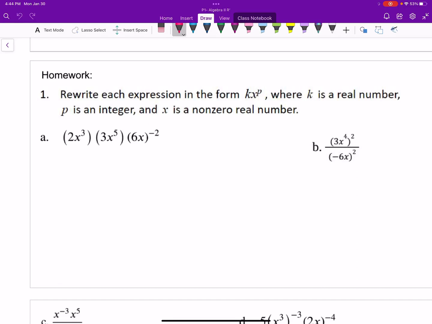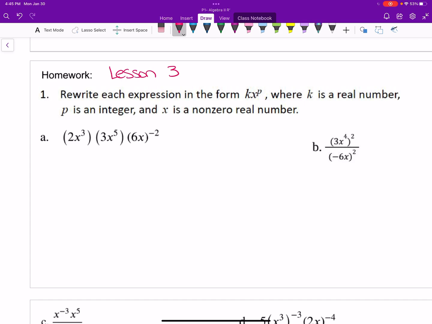The homework to lesson 3. So for number 1, it says rewrite each expression in the form kx to the p power, where k is a real number, p is an integer, and x is a non-zero real number. So really we are just condensing this down and simplifying it so that it is one single x term.